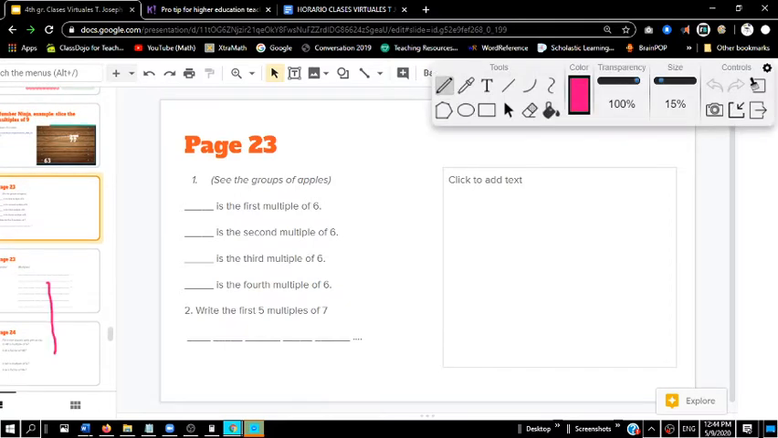Okay, when we multiply, boys and girls, we're using the multiples on our multiplication table to figure out these answers. So, for example, we're going to look at separate groups of numbers. It says, see the groups of apples. Now, we don't have a group of apples on this page, but you do see them in your book on page 23. Okay, let me just draw a group of apples. Here we have 1, 2, 3, 4, 5, 6. We're going to find 6 groups of apples.